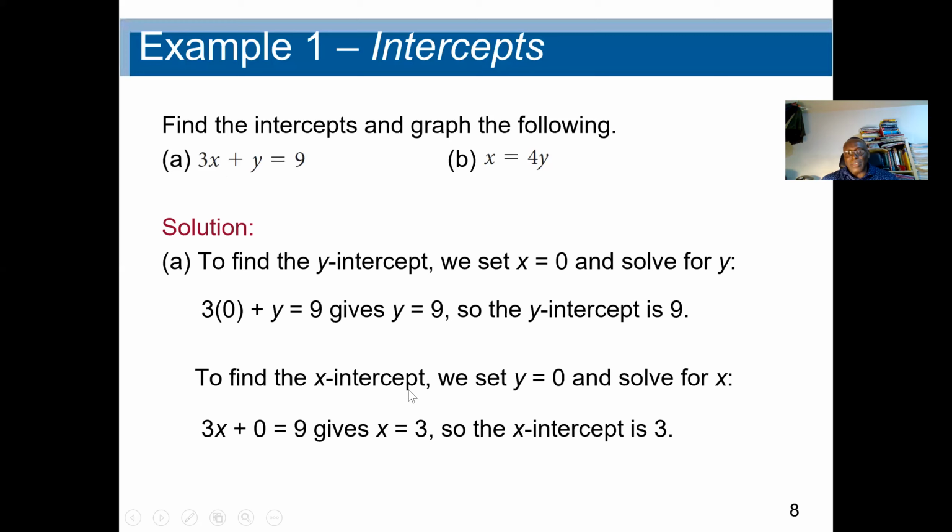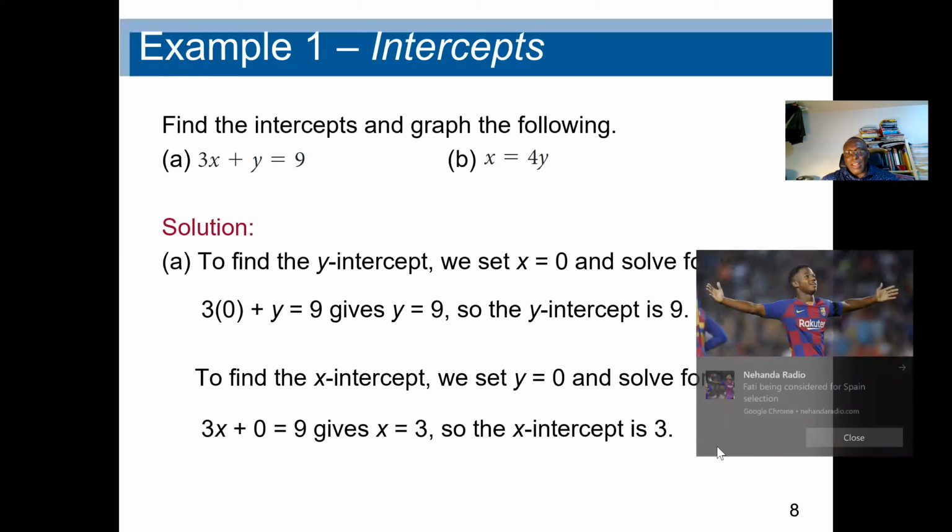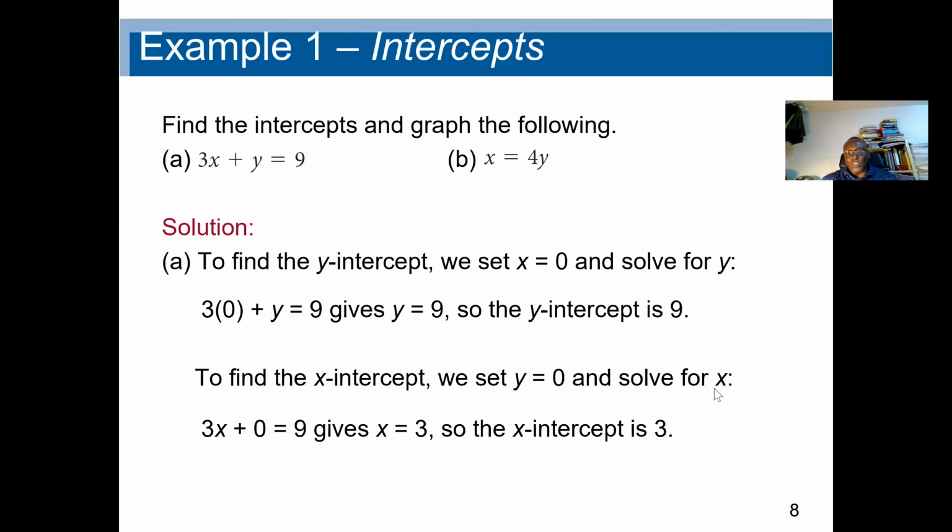To find the x-intercept, we set y to 0, then we solve for x. So we get 3x plus y, y is 0, equal to 9. So 3x equal to 9. And 3 will cross the equal sign, will become division since it's multiplied by x. So that will give us again 9 divided by 3.